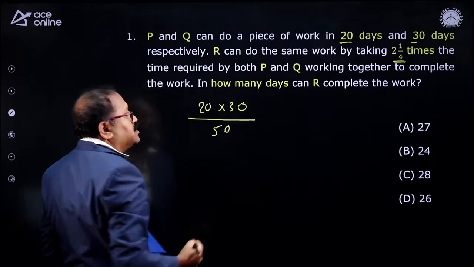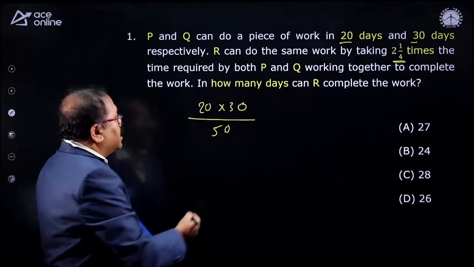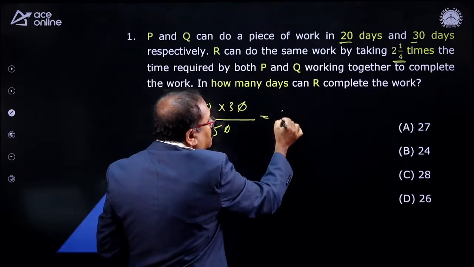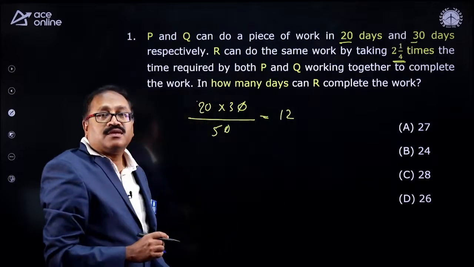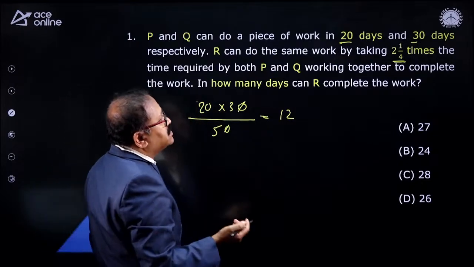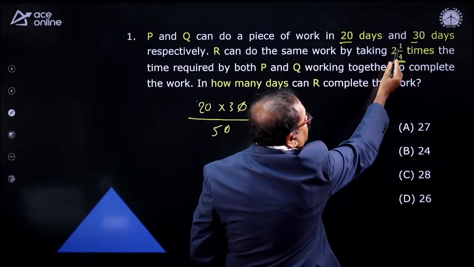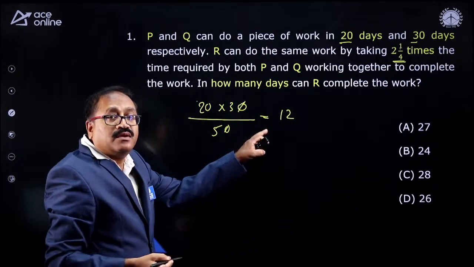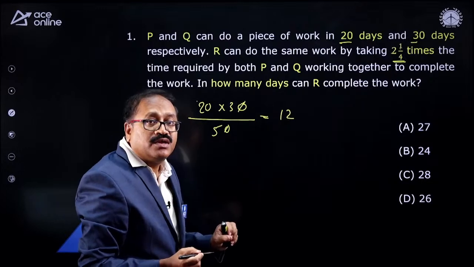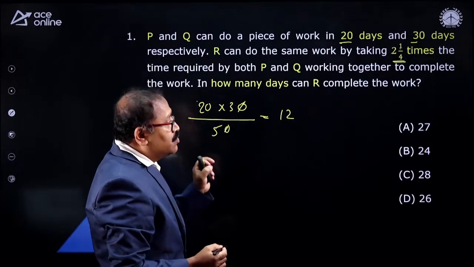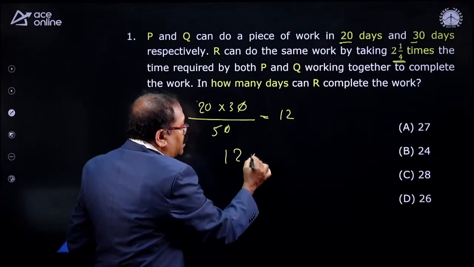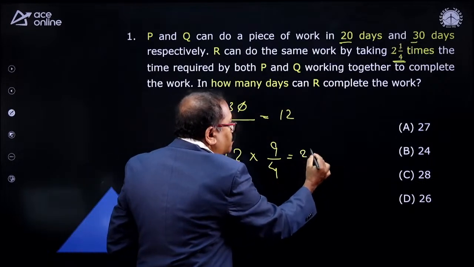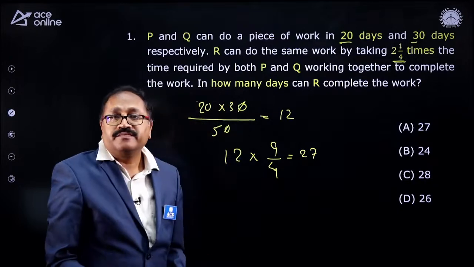When I cancel this, the 0 gets cancelled, Gayatri. And then it's 4 times, 4 into 3 is 12 days. And how much time does R take? That is 1 plus 1/4, that is 9 by 4, times the days of P plus Q, which is 12. So 12 into 9 by 4, and this gives us 27 days.